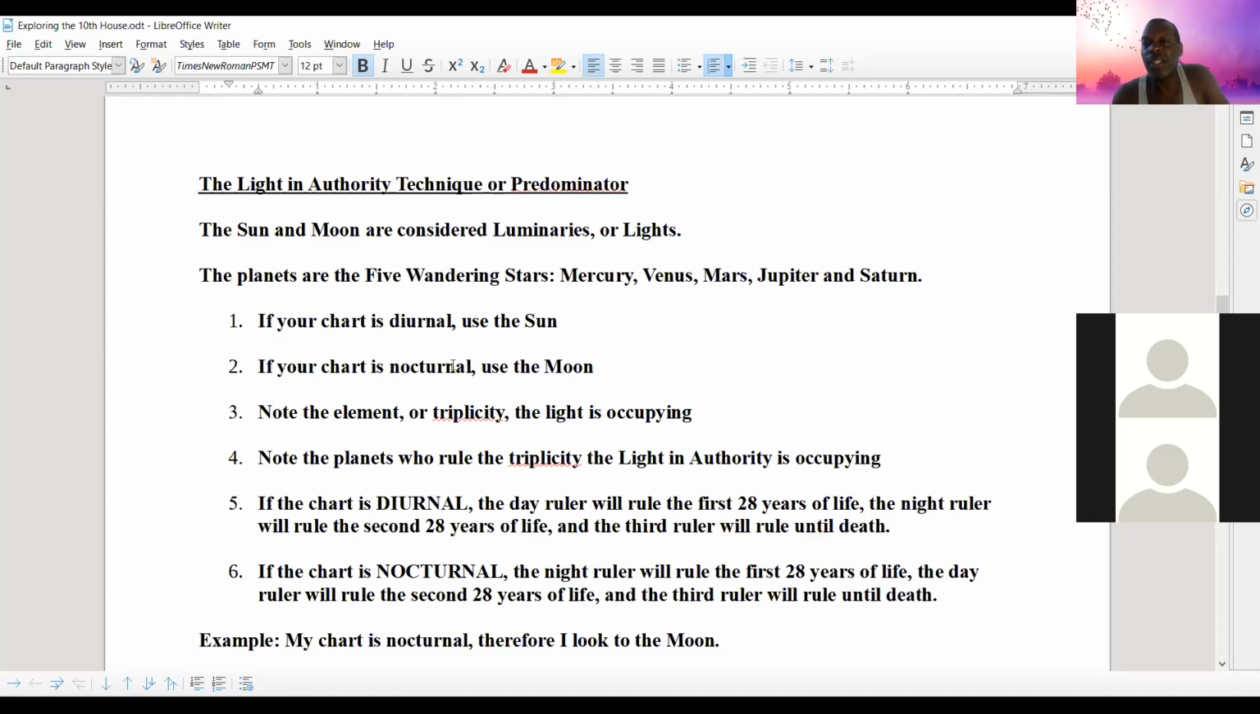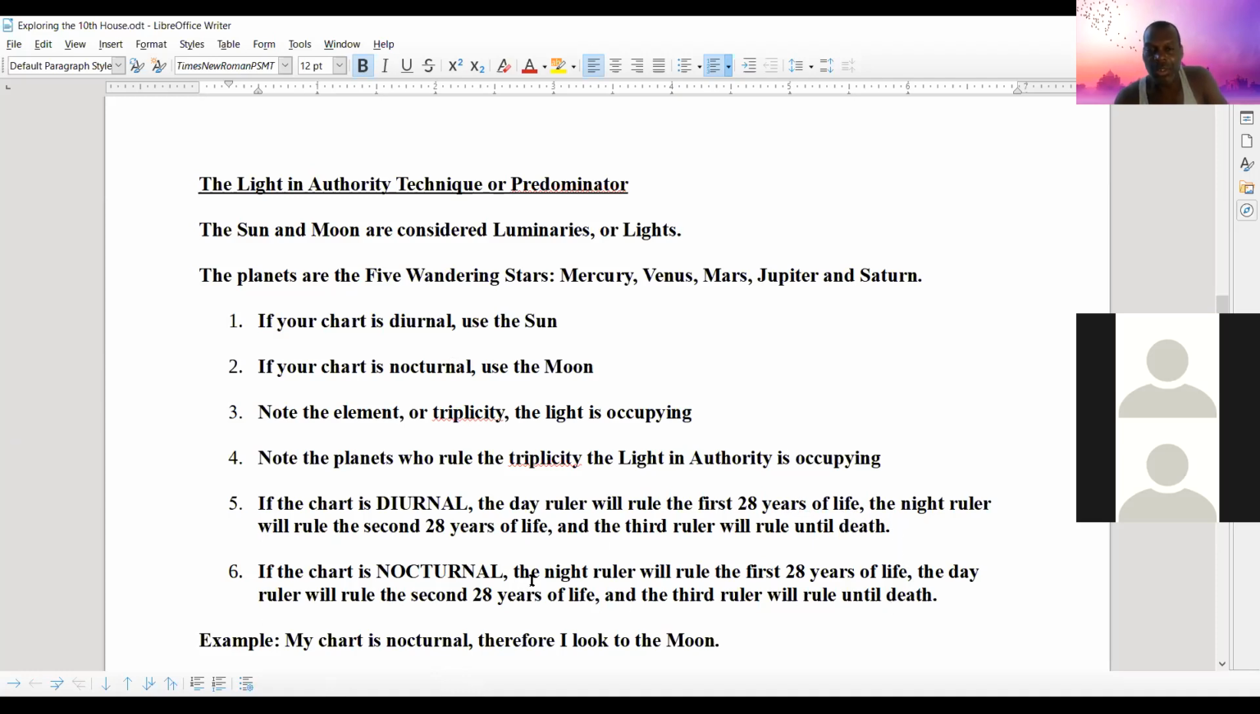Note the element or triplicity the light is occupying. So the sign will tell you what element it is in. Note the planets who rule the triplicity the light in authority is occupying. As you see here, if the chart is diurnal, the day ruler will rule the first 28 years of life. The night ruler will rule the second 28 years of life, and the third ruler will rule until death.